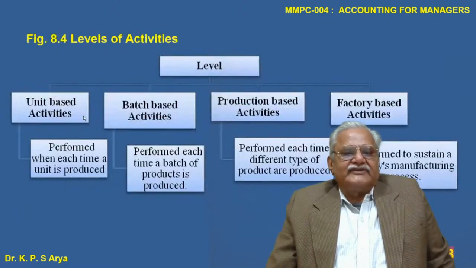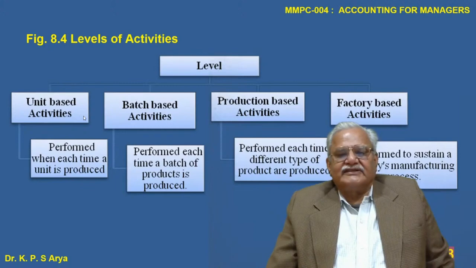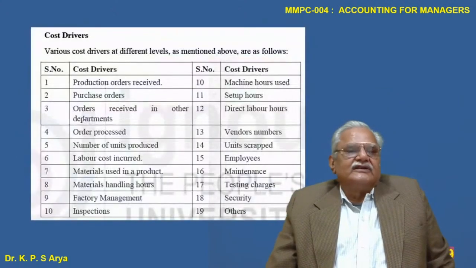Now, the levels of activity. One is unit-based activity, performed each time a unit is produced. Second is batch-based activity, performed each time a batch of products is produced. Third is product-based activities, performed each time different products are produced. Then factory-based activities, performed to sustain the factory manufacturing process. Now, these are the cost drivers.